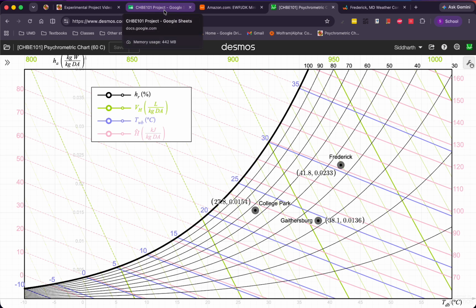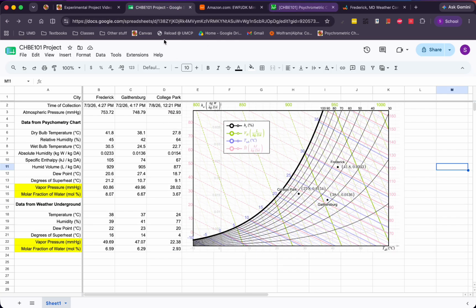So what I did was I went to each of the three locations and stood outside for a couple minutes and let the readings adjust and stabilize. I then recorded that in the form of data points, where the temperature recorded by the thermometer is the dry bulb temperature, and the humidity recorded by the hygrometer is the relative humidity. And using these two data values, we can determine all of these other data points. And then I used further calculations to determine the degrees of superheat, vapor pressure, and molar fraction of water.